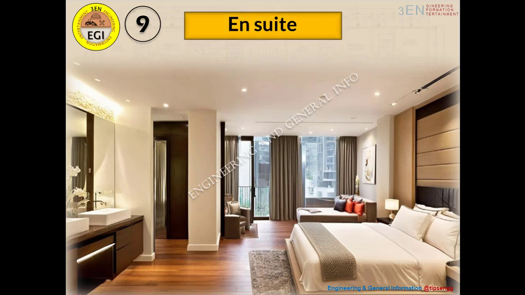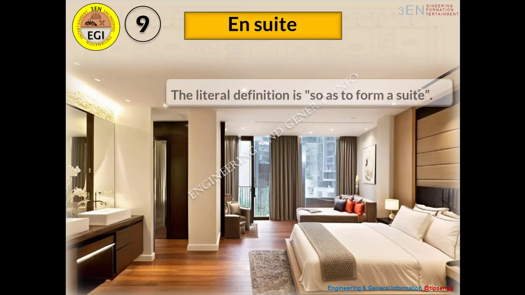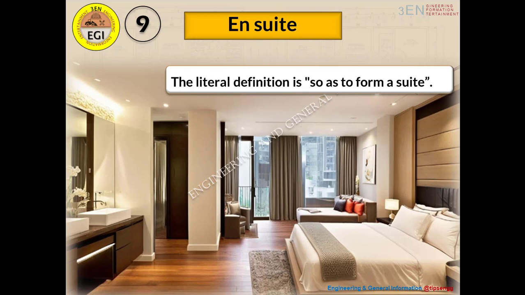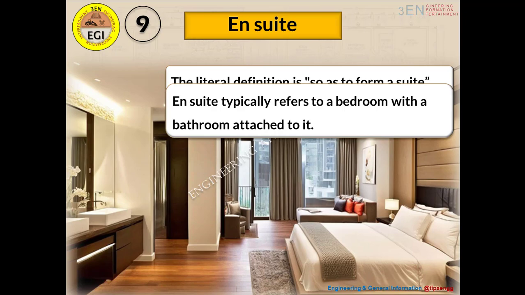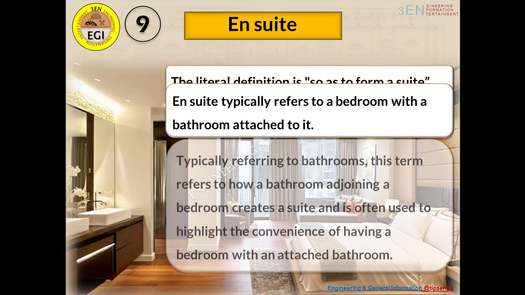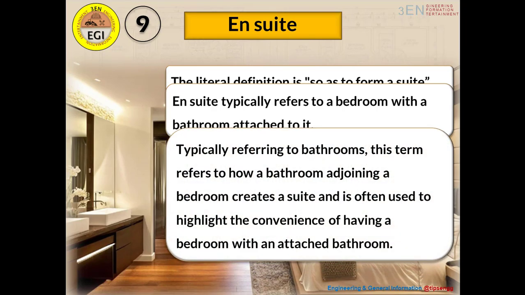Ensuite. The literal definition is so as to form a suite. Ensuite typically refers to a bedroom with a bathroom attached to it. Typically referring to bathrooms, this term refers to how a bathroom adjoining a bedroom creates a suite and is often used to highlight the convenience of having a bedroom with an attached bathroom.